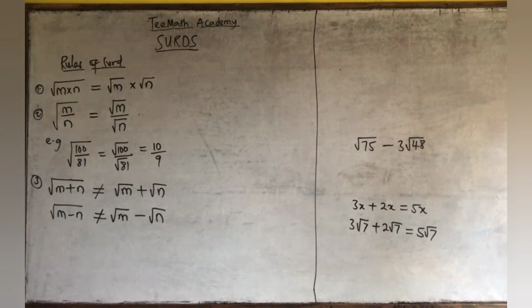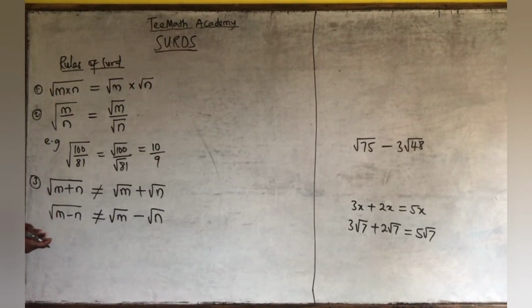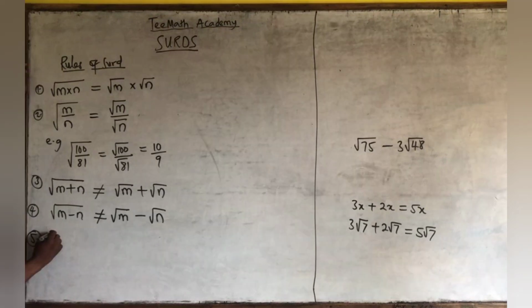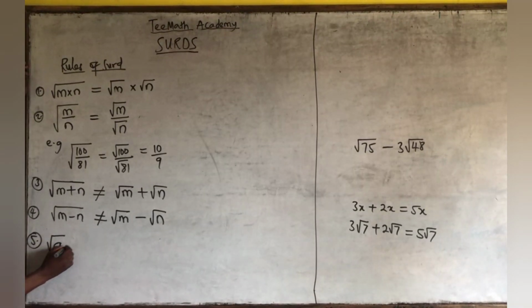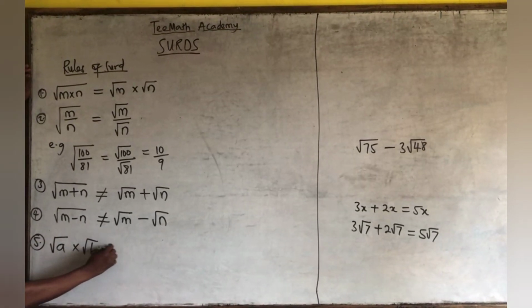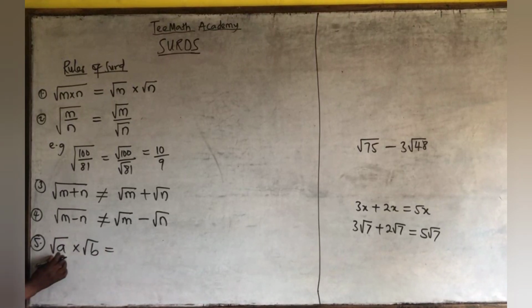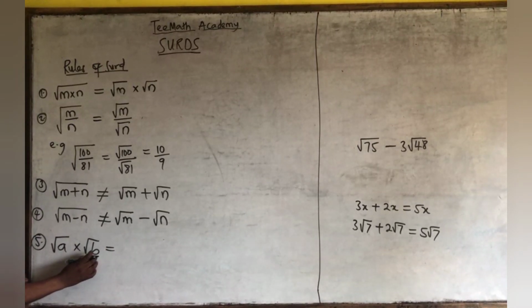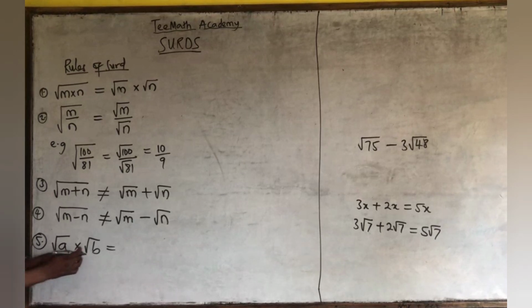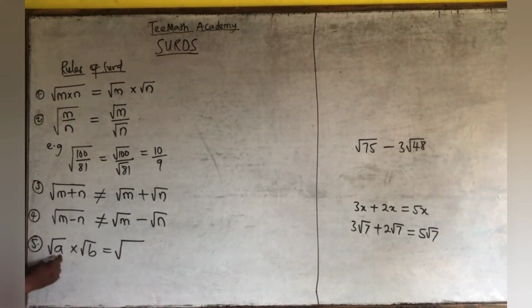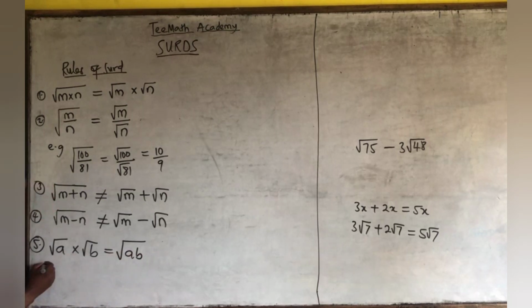Then what do we do when we are dealing with addition and subtraction of surds? Let's say we have root a times root b. Now, root a times root b, what do you observe here? This one has its own root, this one also has its own root. Whenever you are multiplying these roots, they will come together as one. Then that means a times b is what? ab.